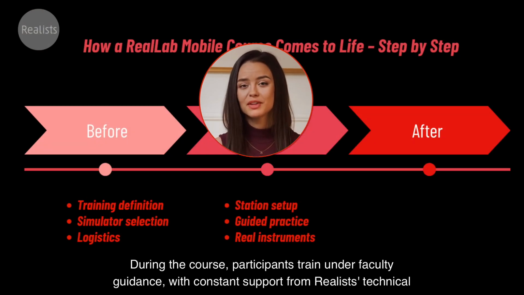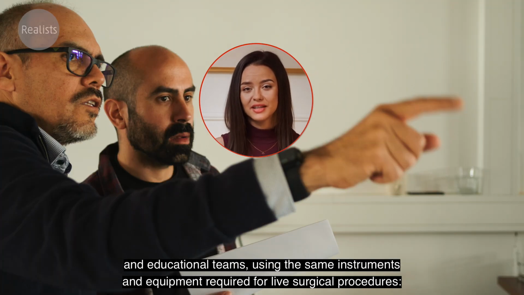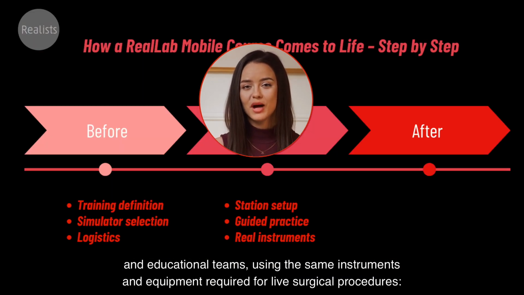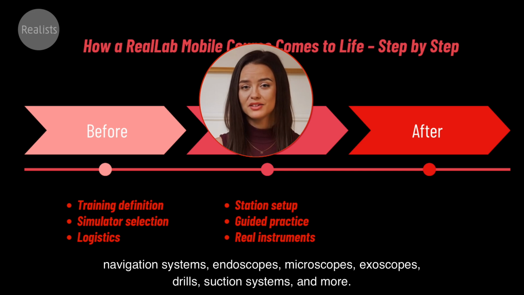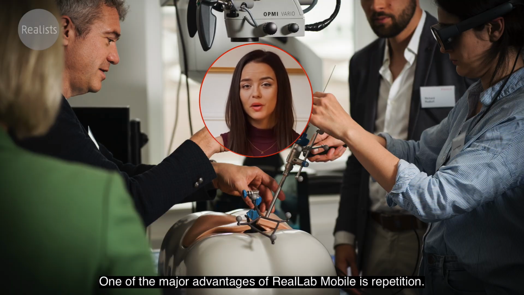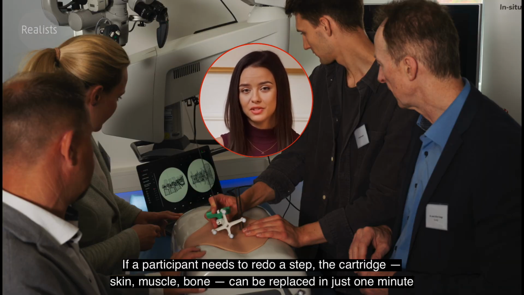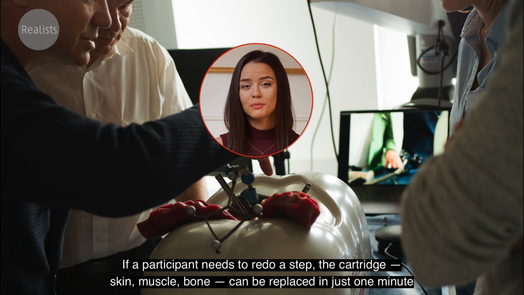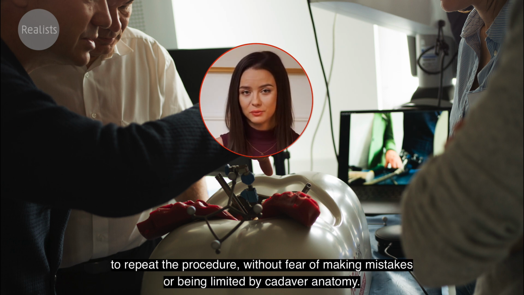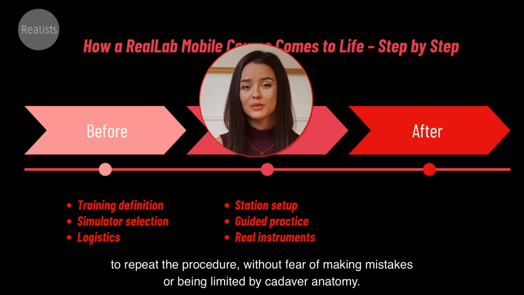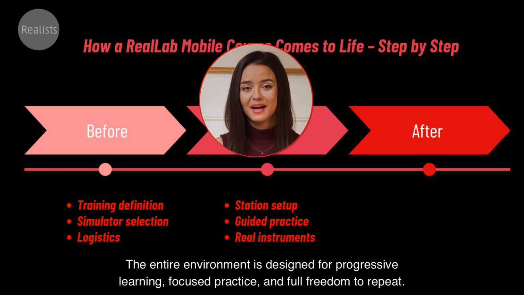During the course, participants train under faculty guidance, with constant support from Realists' technical and educational teams, using the same instruments and equipment required for live surgical procedures: navigation systems, endoscopes, microscopes, exoscopes, drills, suction systems, and more. One of the major advantages of RealLab Mobile is repetition. If a participant needs to redo a step, the cartridge, skin, muscle, bone can be replaced in just 1 minute to repeat the procedure, without fear of making mistakes or being limited by cadaver anatomy. The entire environment is designed for progressive learning, focused practice, and full freedom to repeat.